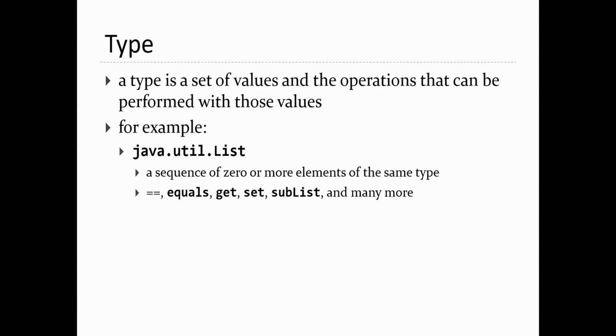Finally, a list. A list is another example of a type. A list is a sequence of 0 or more elements of the same type in Java. Strictly speaking, that's compatible type, but we'll talk about that later. What can you do with a list? Well, it's got a bunch of methods.